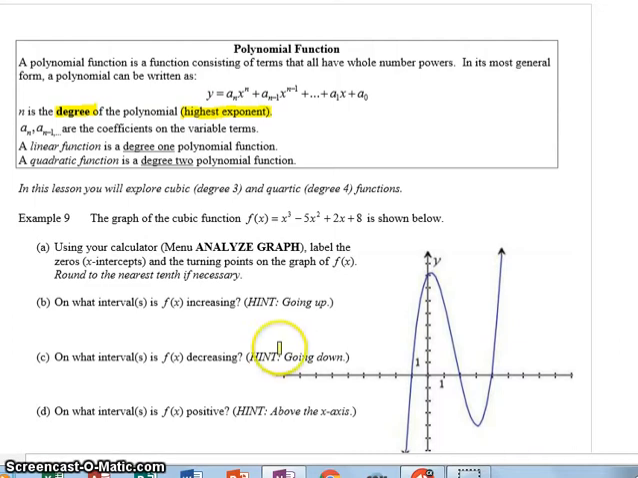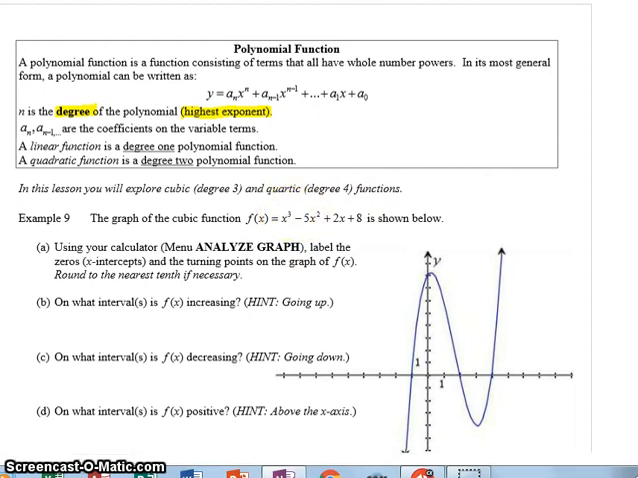In this particular lesson for today on Day 2, we're going to explore cubic, degree 3, and quartic, which is degree 4. So we're only focusing on third degree and fourth degrees. For example, if you're reading example 9 and it says f of x equals x cubed minus 5x squared plus 2x plus 8, that has a degree of 3 because x cubed is its highest exponent.